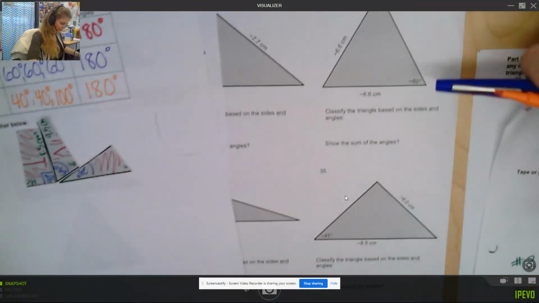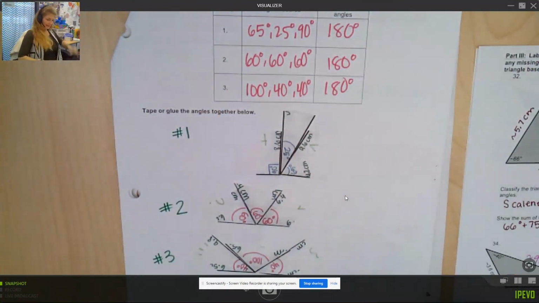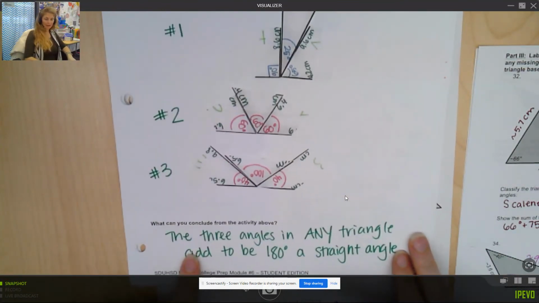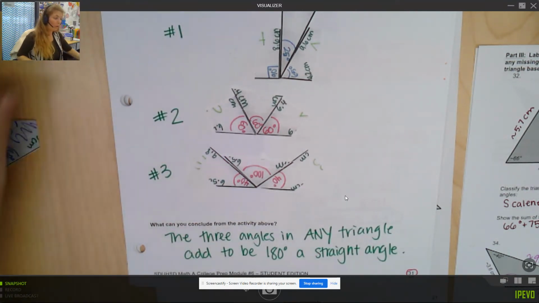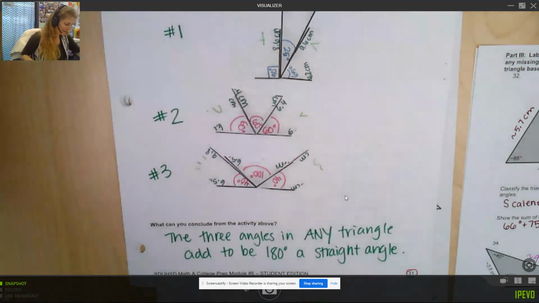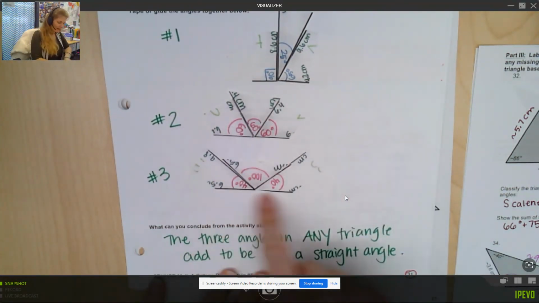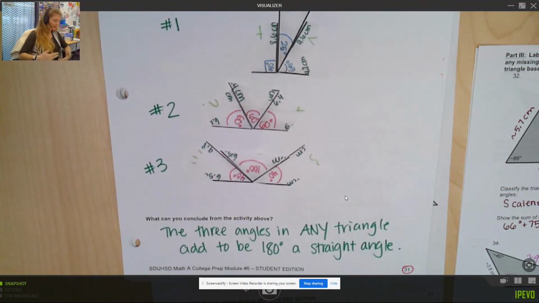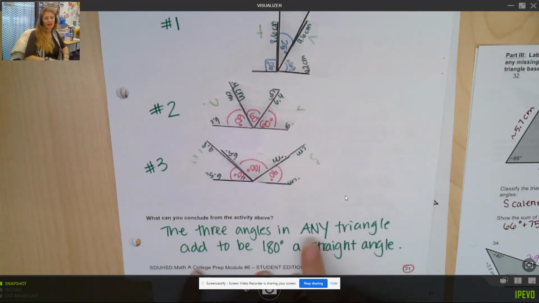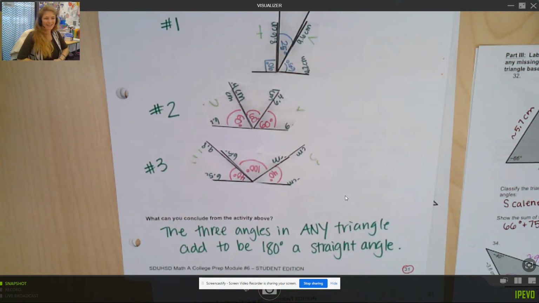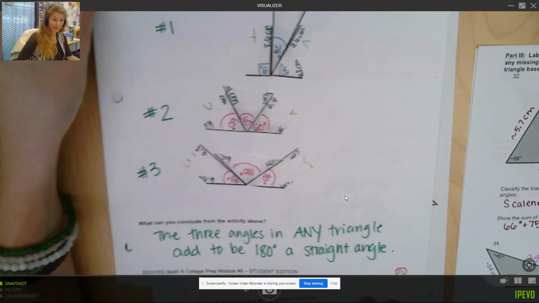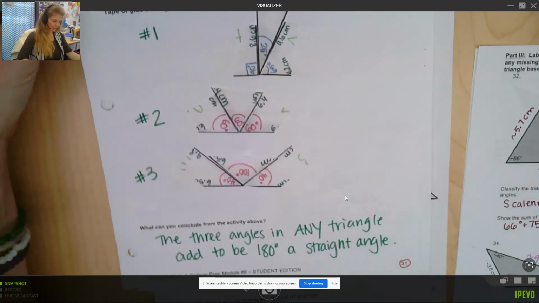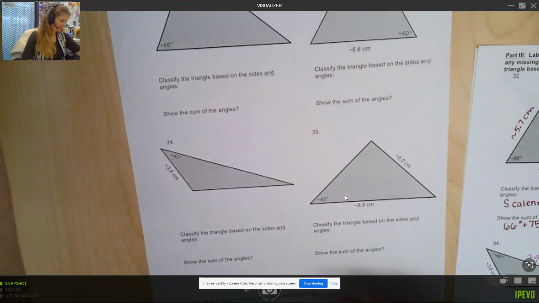Let's see how we did. So this is what your concluding, beautiful, old school cutting and pasting original should look like, where we make beautiful straight angles. So our conclusion is the 3 angles in any triangle, does not matter the shape or the size, will add to be 180 degrees, which is a straight angle. Yay! So we're going to use that knowledge throughout the rest of this module. It's a huge, huge conclusion that we're making here.